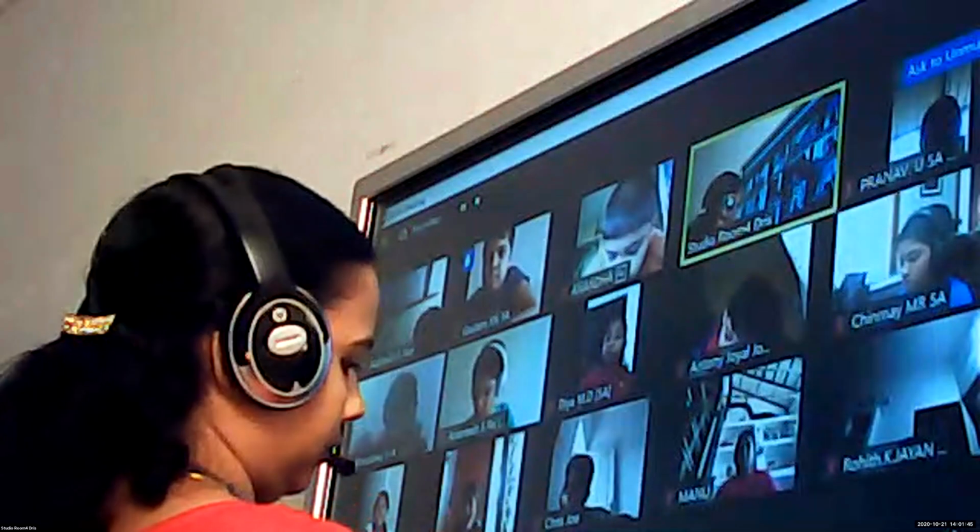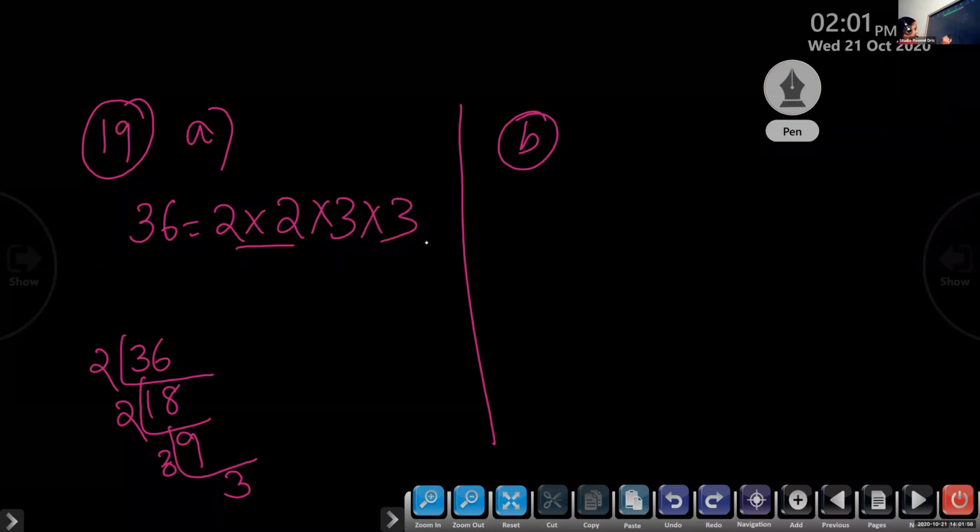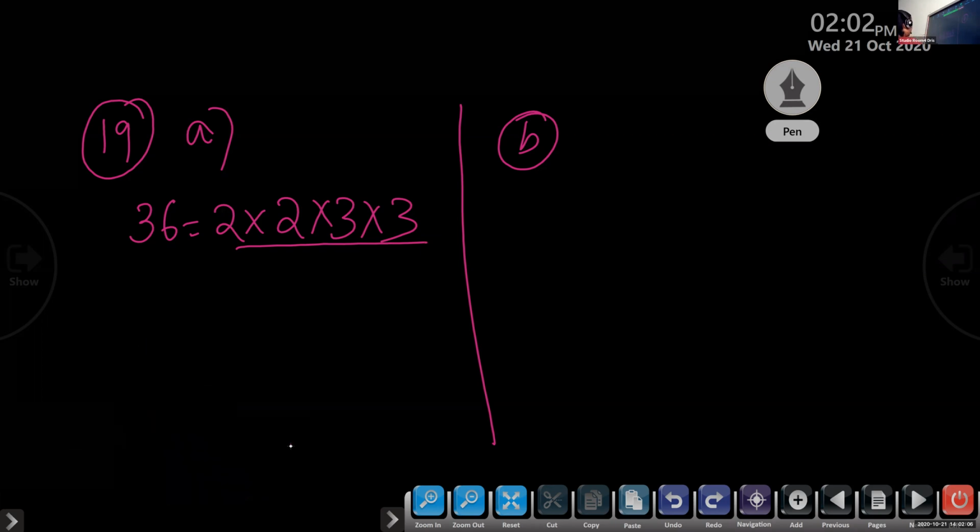Okay, so children, this is 2 into 2 into 3 into 3. See, this is our aim, to write 36 as the product of prime numbers. Either you can use division or you can use factor tree. These two methods, no problem. Now, 2 into 2, 4. 4 into 3 is 12, into 3 is 36.